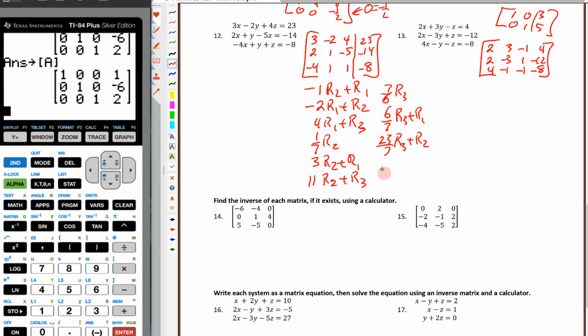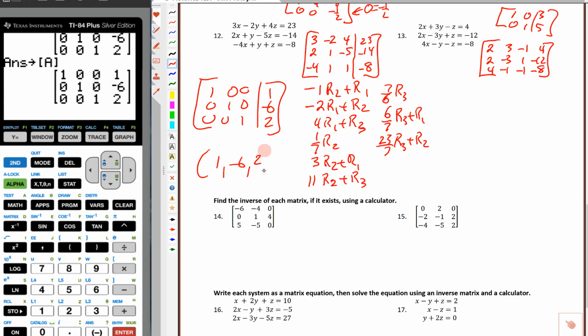And so the answer on this one, if we write it down in augmented form, is this 1, 1, 1, 0, 0, 0, 0, 0, 0. And then we've got the 1, the -6, and the 2. So the solution, the point where these planes cross, is 1 comma negative 6 comma 2, and put a box around that and we got our answer. Okay, let's take a look at the next one.